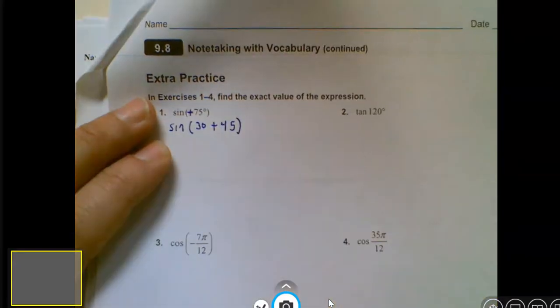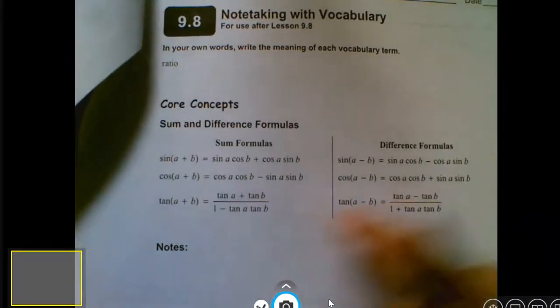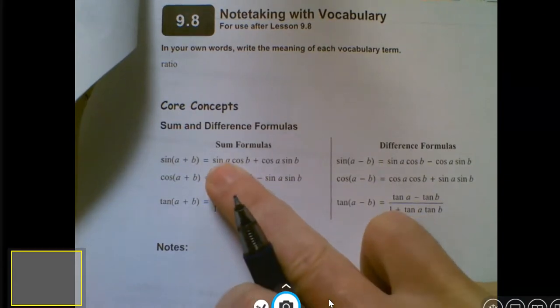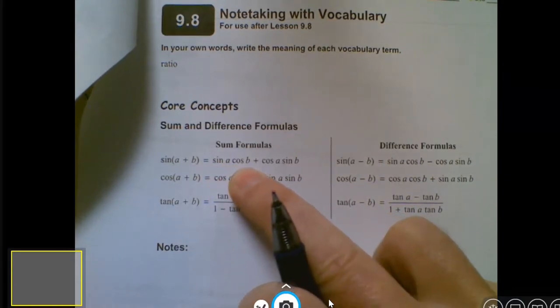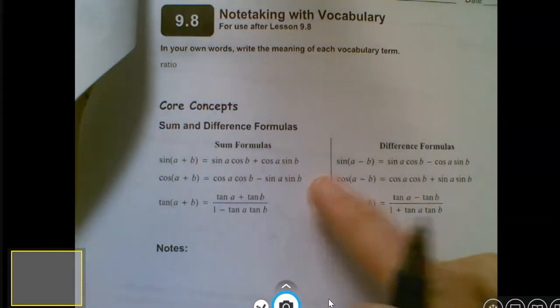Now that I am adding two angles, I can jump into our formulas for today. Here's the adding formula for sine. It's sine A cosine B: the sine of the first angle times the cosine of the second angle, plus the cosine of the first angle times the sine of the second one. So let's throw those in here real quick.